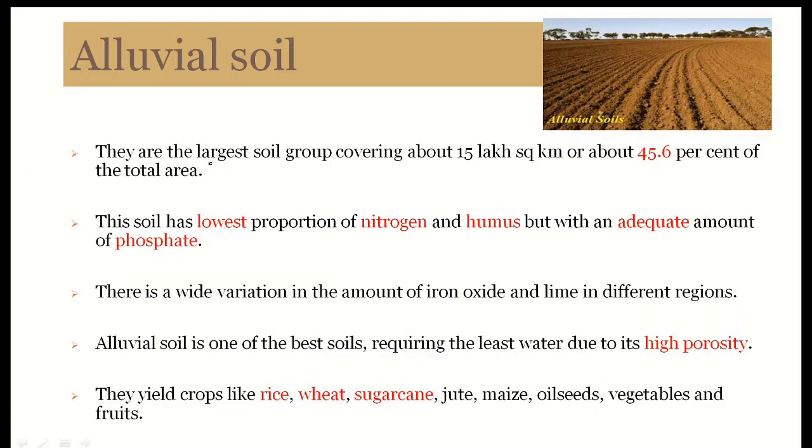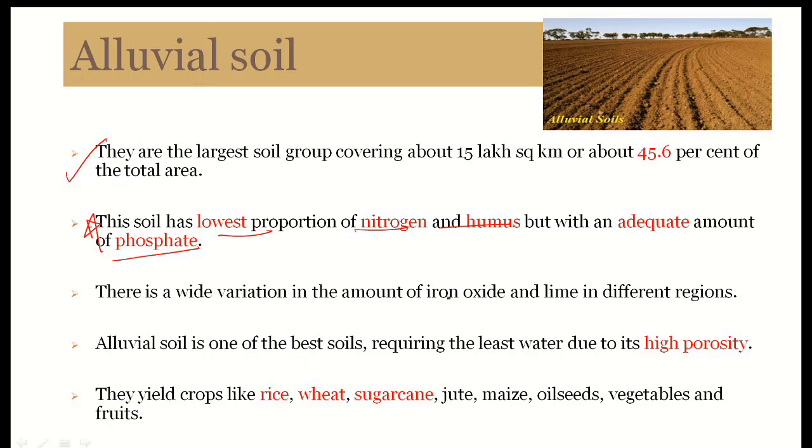When it comes to alluvial soil, it is the largest soil group covering 15 lakh square kilometer, that is 45% of the total soil present in India. This point is important, and this soil is very low in nitrogen and humus and very high in phosphate. This point is also very much important.